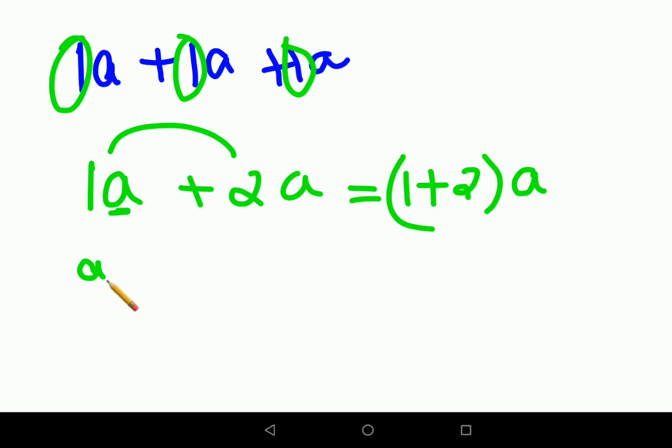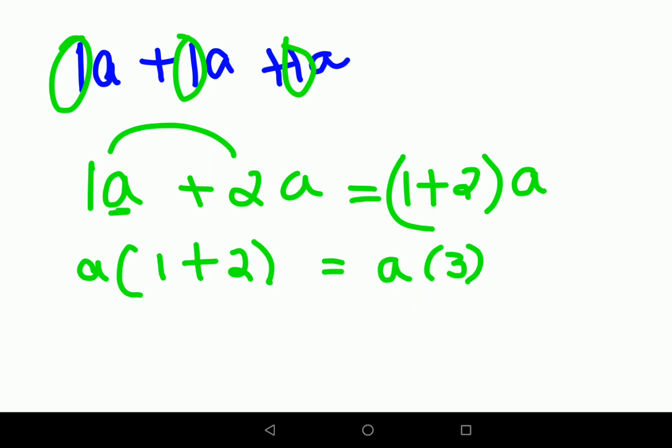When you take a common, what you're left with is 1 plus 2. So you get a into 3, but our common practice is writing this as nothing but what? The number comes ahead. That becomes your coefficient. So this becomes 3a. So here also this will become 3a. I hope this is very clear to everyone.